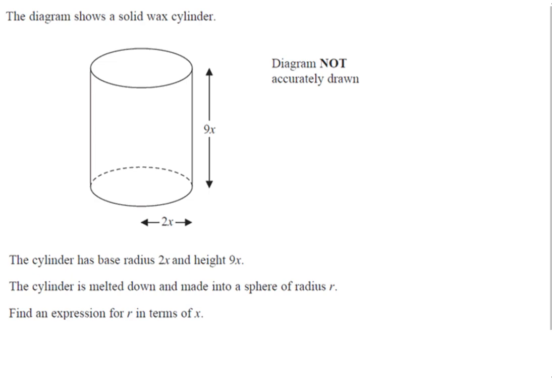Let's look at another kind of question. The diagram shows a solid wax cylinder. The cylinder has base radius 2x and height 9x. The cylinder is melted down and made into a sphere of radius r. So the radius will be r. Find an expression for r in terms of x. So we're going to go r equals and then something x. Let's find the volume of the cylinder first.